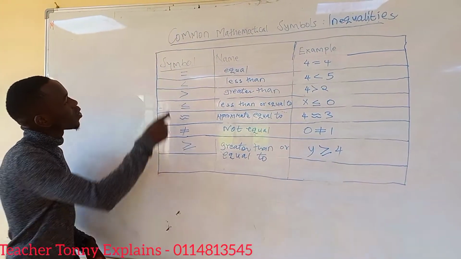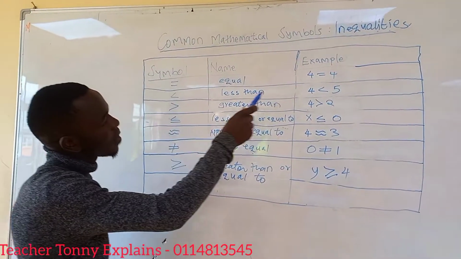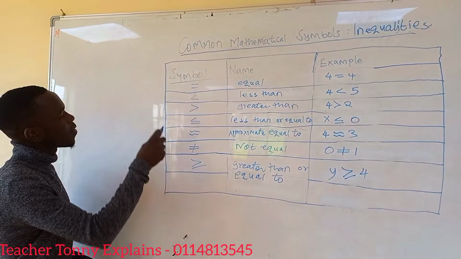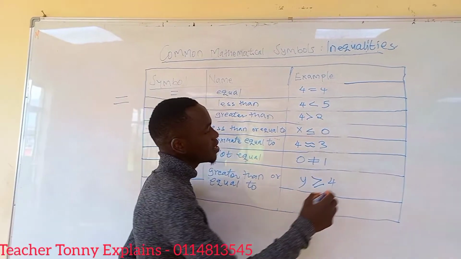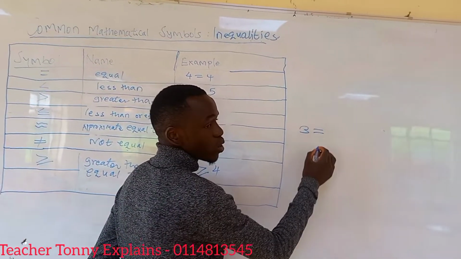And briefly, let's talk about common mathematical symbols in the category of inequalities. In this column, we have symbol, name, and example. Symbol number 1, we have the equal sign. The equal sign, for example, means 3 is equal to 3.